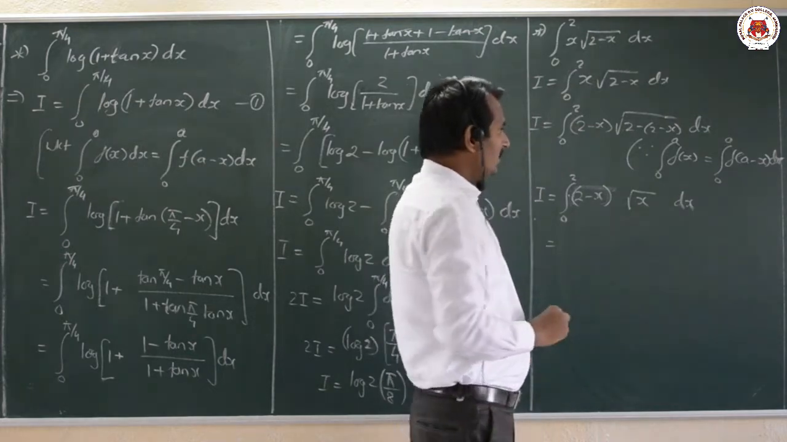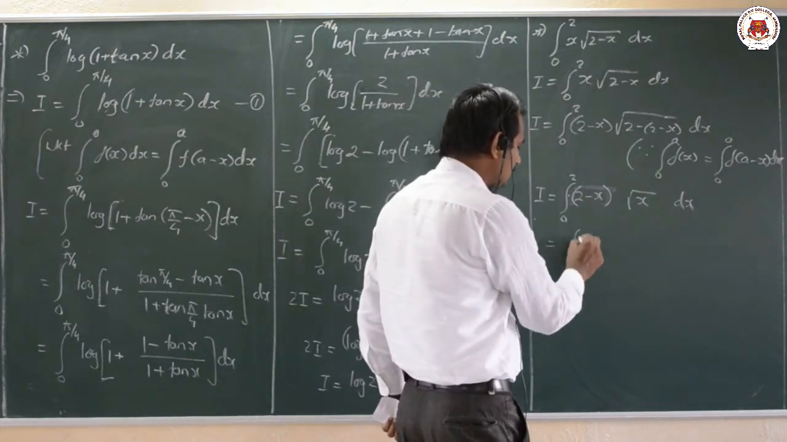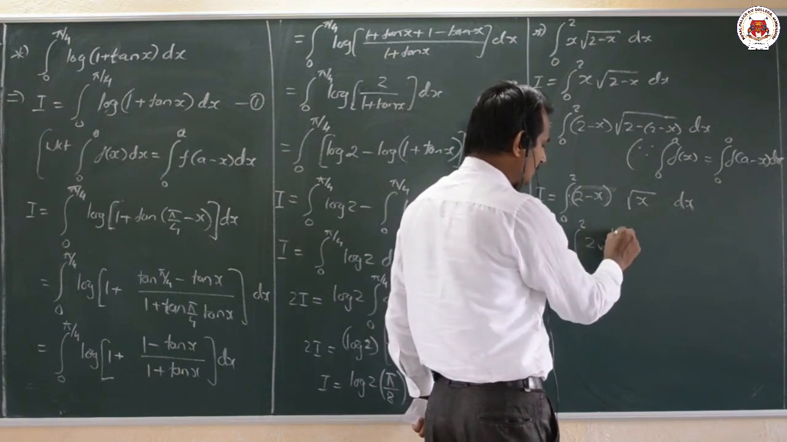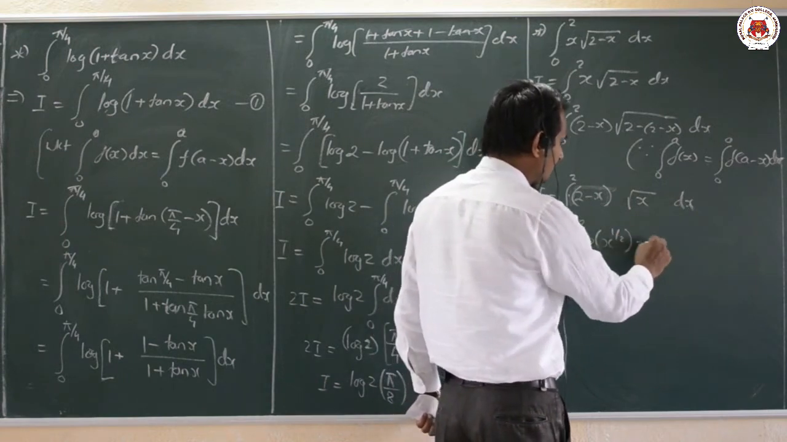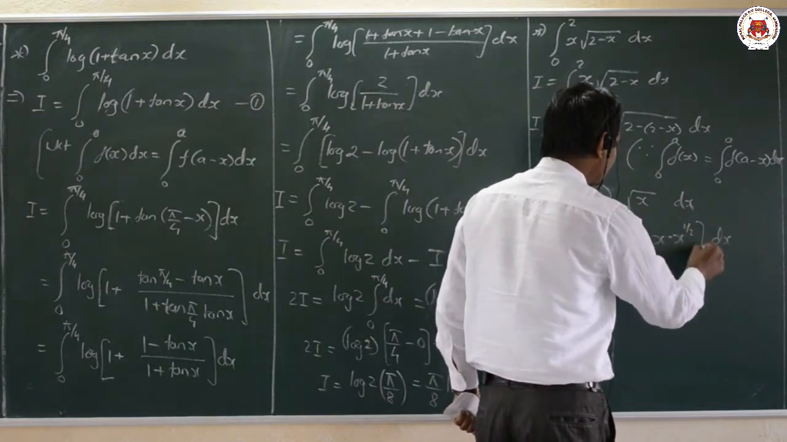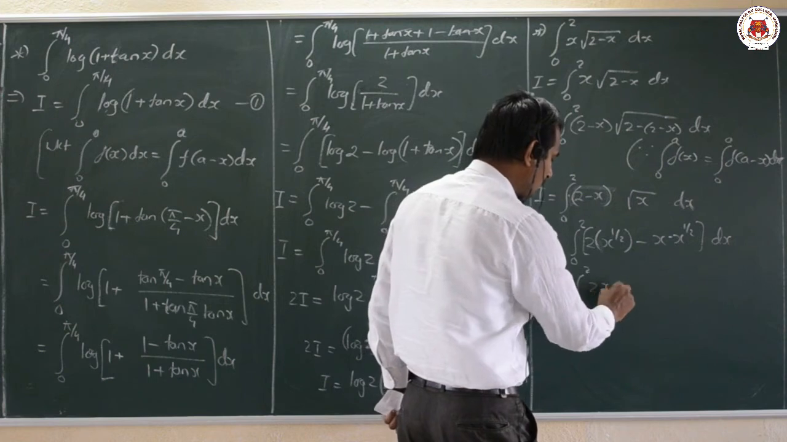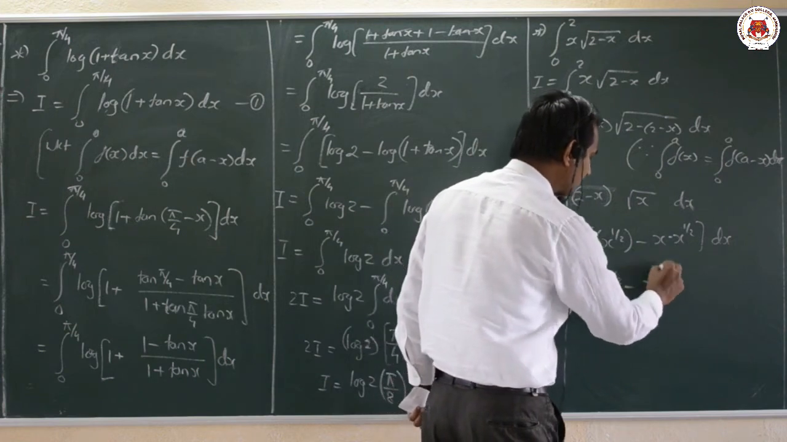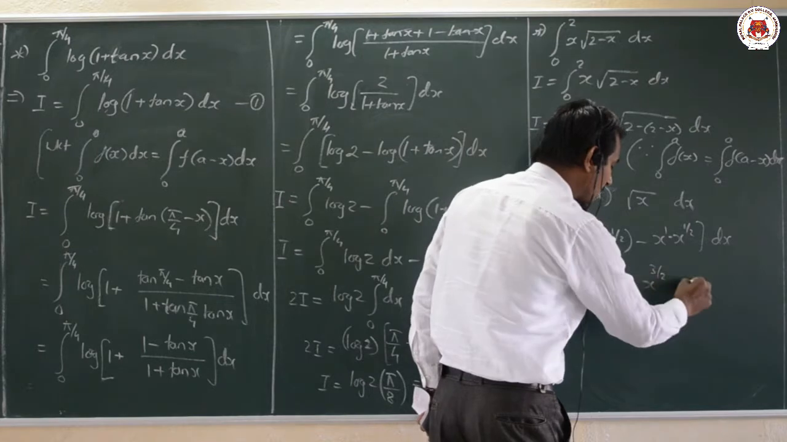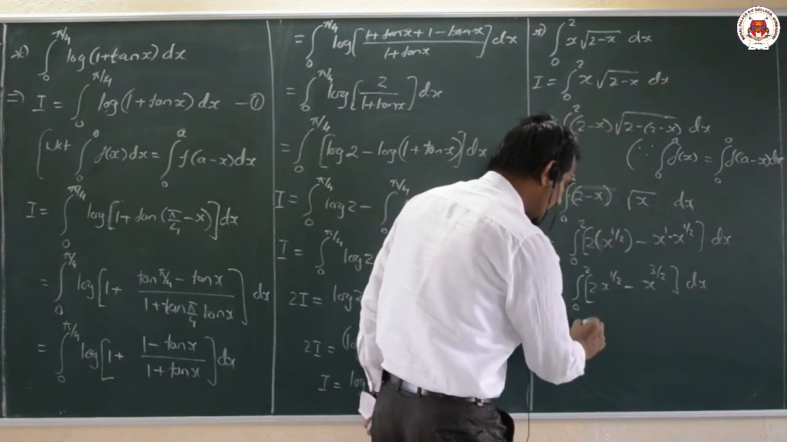Now I will multiply it by root x. So what we get is the integral from 0 to 2 of 2 root x, or else root x can be written as x to the power of 1 by 2, minus x into x to the power of 1 by 2, into dx. That is the integral from 0 to 2 of 2 into x to the power of 1 by 2 minus x to the power of 1 into x to the power of 1 by 2, that is x to the power of 3 by 2, into dx. Now I will integrate it.